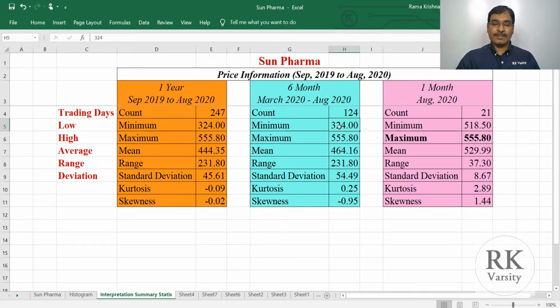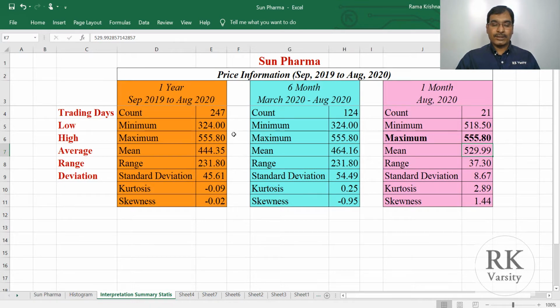This is because of the pandemic scenario, where in the month of March there was a corona effect, and because of which the pharma stock price fell to 324. Now the average price overall in a year is 444, whereas during the previous 6 months it is 464, and in the previous month it is 529.